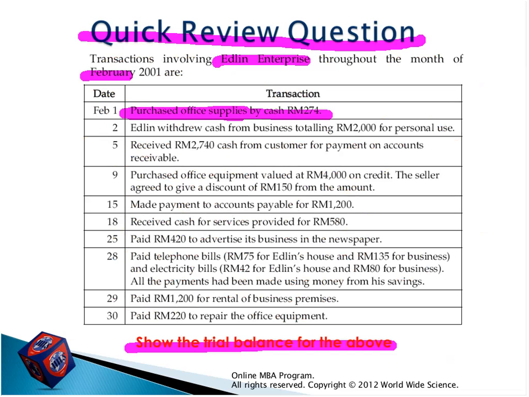This is what we do. Next one, you have to do your own. Like Edlin withdrew the cash from the business totaling 2,000 for personal use. So what is it? It's drawings, right? And drawings has been increased by 2,000.